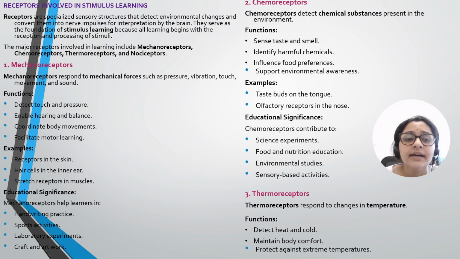Then what are the various receptors that are involved in stimulus learning? So what are receptors in the first place? They are specialized sensory structures that will detect any changes that are occurring in the environment. That is, they detect the environmental changes and convert them into nerve impulses for interpretation by the brain.